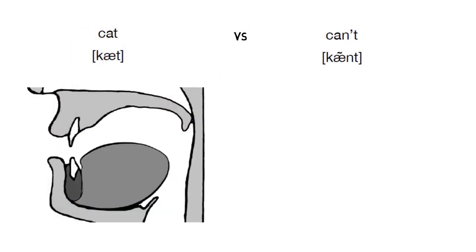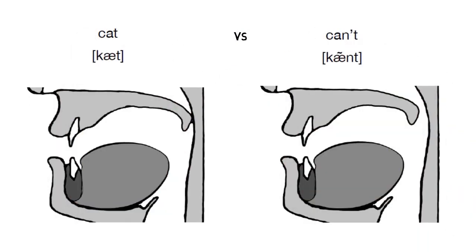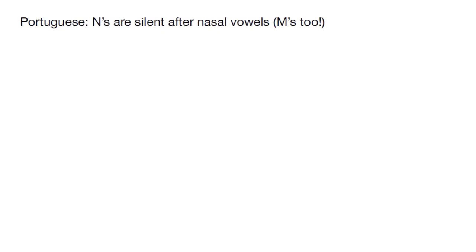You can tell that the air is coming out of your nose because of what happens when you pinch your nose. I'll do that now. You could say cat just fine, but can't sounds funny. The only special thing about Portuguese is that they say the nasal vowel, but don't actually say the N's or M's afterwards. It'd be as if we said can't instead of can't.